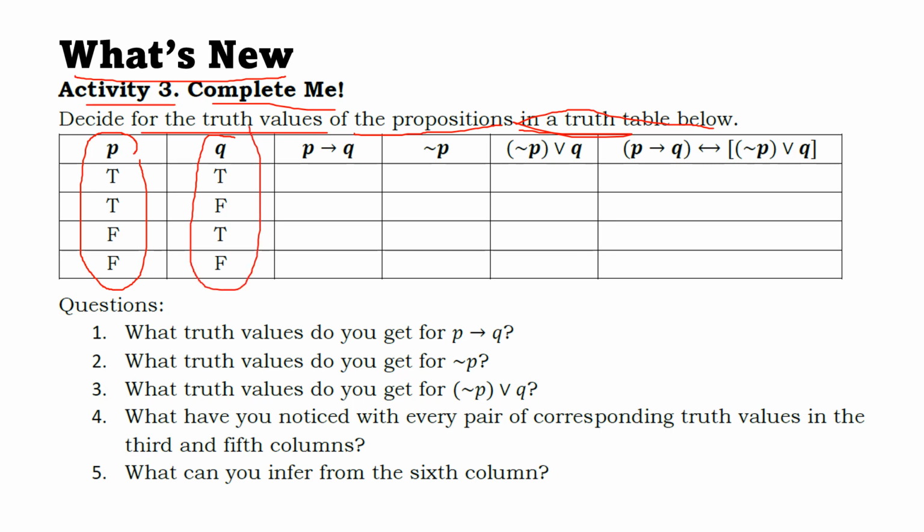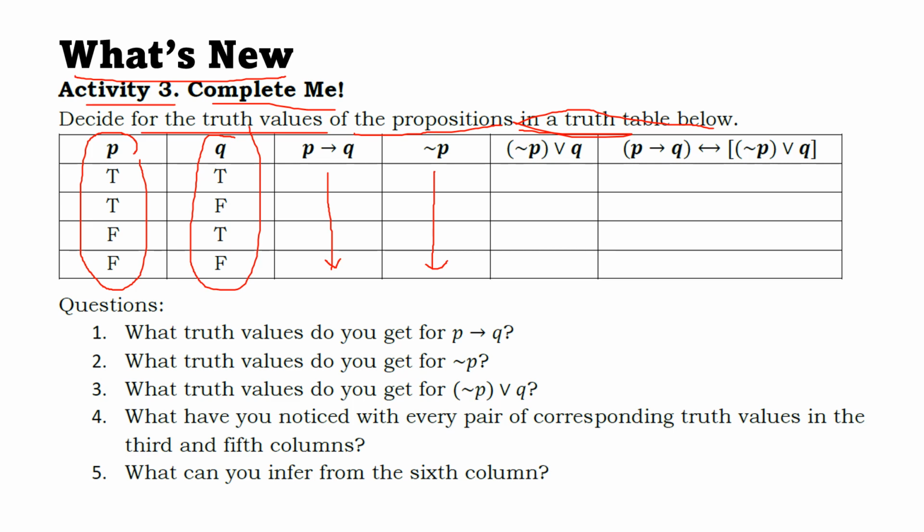For your third column, what will be the P conditional Q, or P implies Q? What will be the truth values for this column number 3? And for column number 4, what will be the negation of P? Simply the totally opposite of your proposition P under your first column in this table.